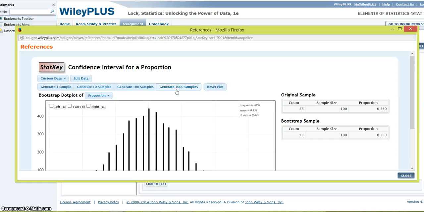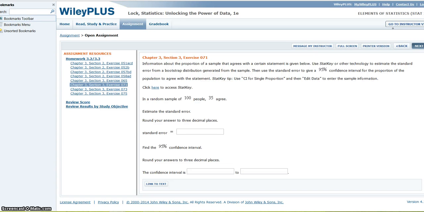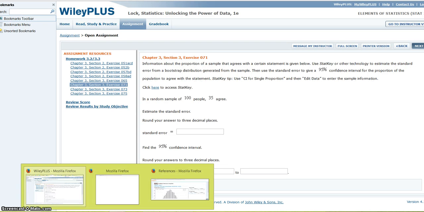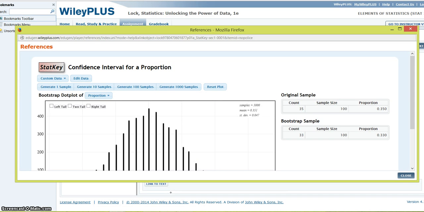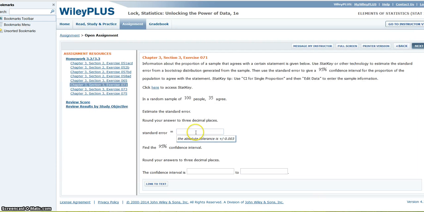Okay, so now I can see the standard deviation of the bootstrap distribution is 0.047, and that is the standard error. The way we estimate the standard error is by taking the standard deviation of the bootstrap distribution. So now we have our estimated standard error, 0.047.